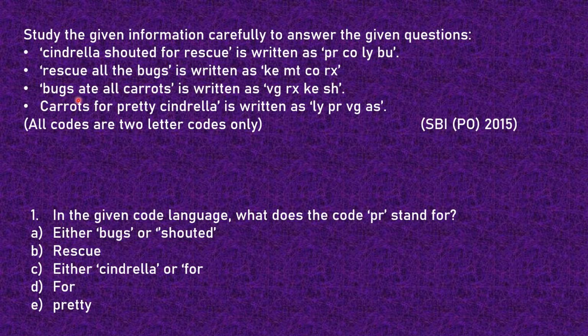Then the third statement is bugs ate all carrots. So the code is VGRXKESH. Carrots for pretty Cinderella is LYPRVGAS. So based on this information, we are expected to answer the questions that follow. There are 5 questions which are based on these 4 statements, and we'll be taking up all the 5 questions in this video. So let's talk about the first question.